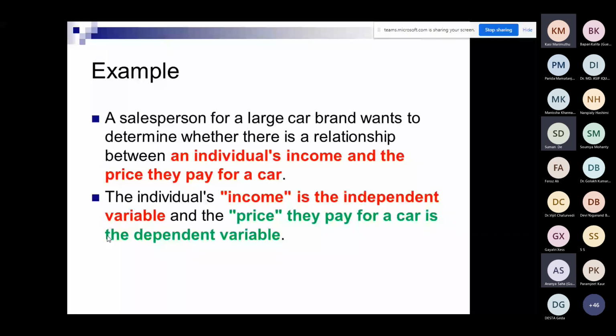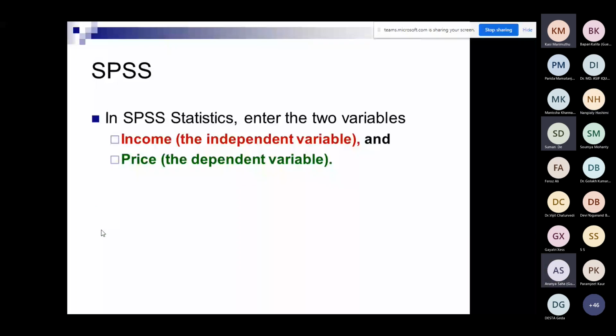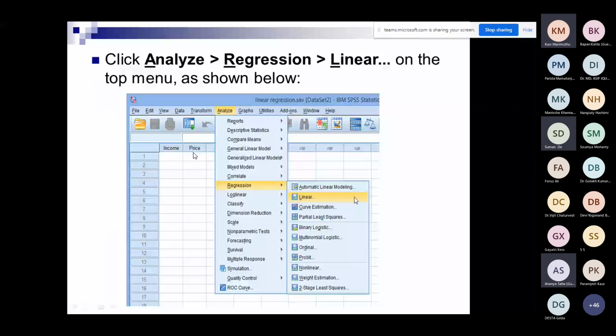Have you all understood the concept? In SPSS, we need to key in data like this: income and price. Income in one column, price in another column. To go for regression, click Analyze, Regression, Linear. Wait for a while, I'm only demonstrating. Then we can open the same file and run the analysis.